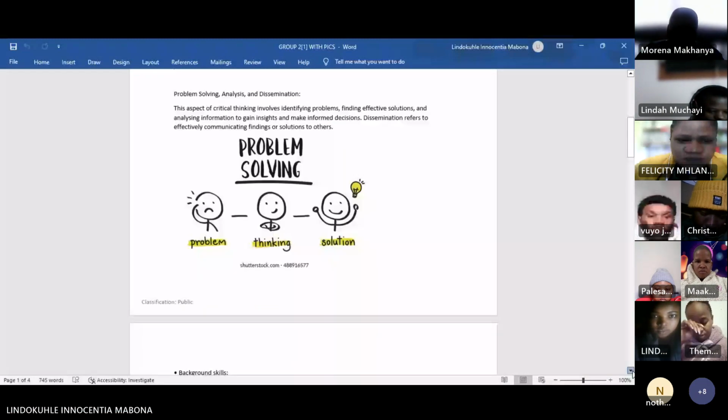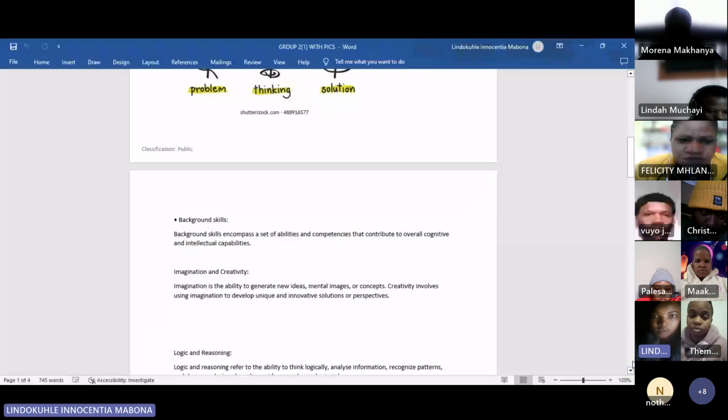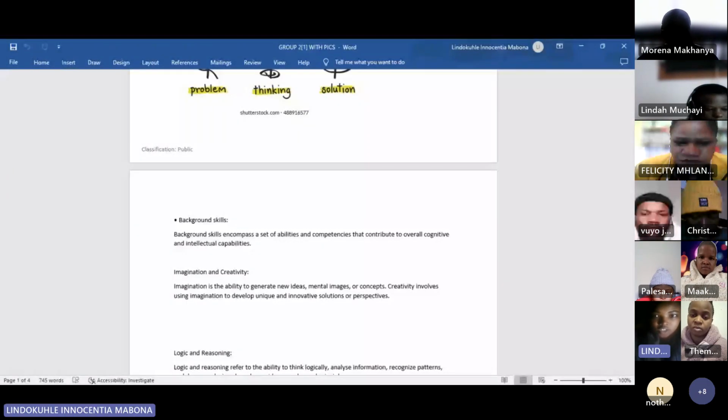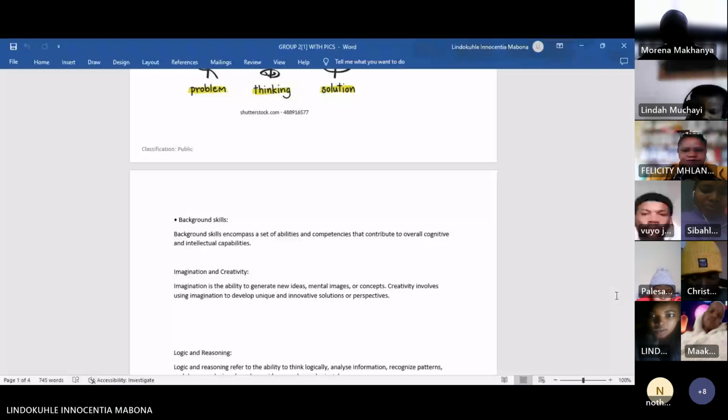Background skills. Background skills encompass a set of abilities and competencies that contribute to overall cognitive and intellectual capabilities. Imagination and creativity. Imagination is an ability to generate new ideas, mental images, or concepts. Creativity involves using imagination to develop unique and innovative solutions or perspectives.